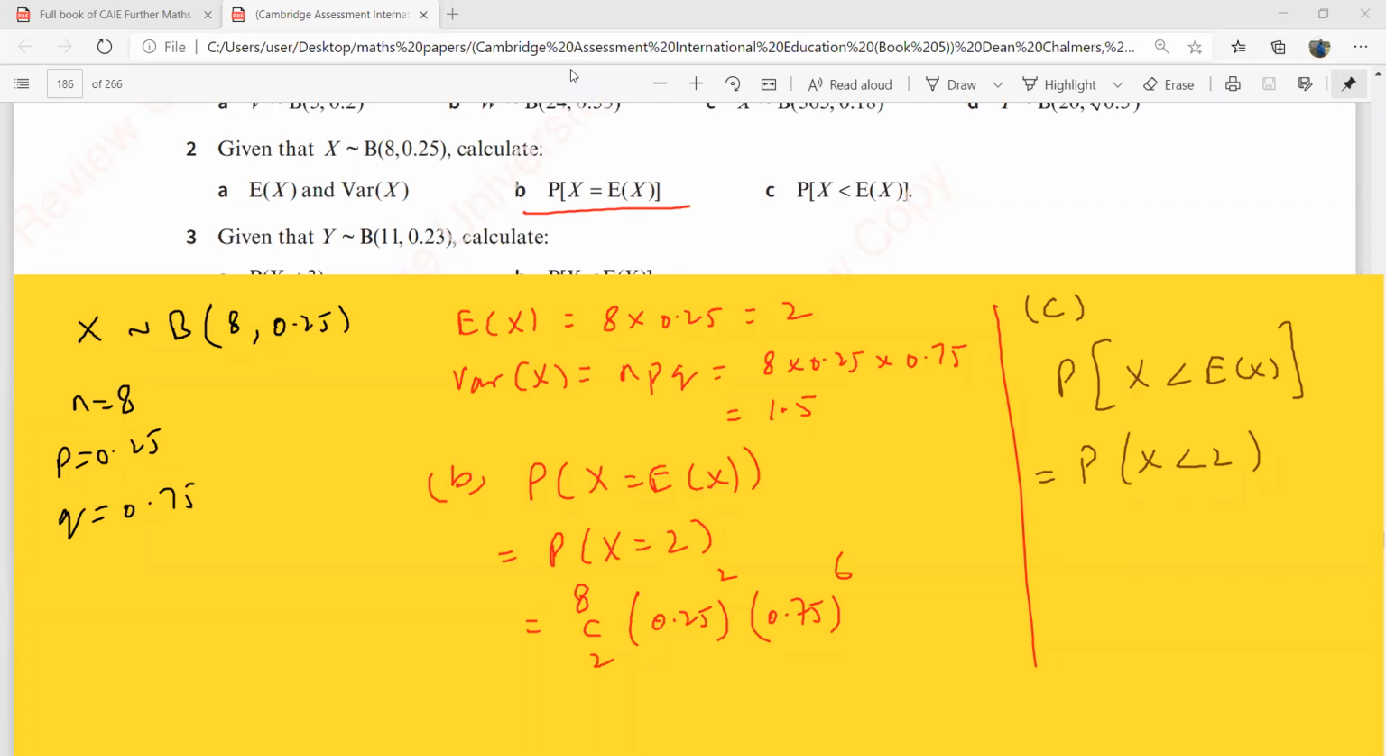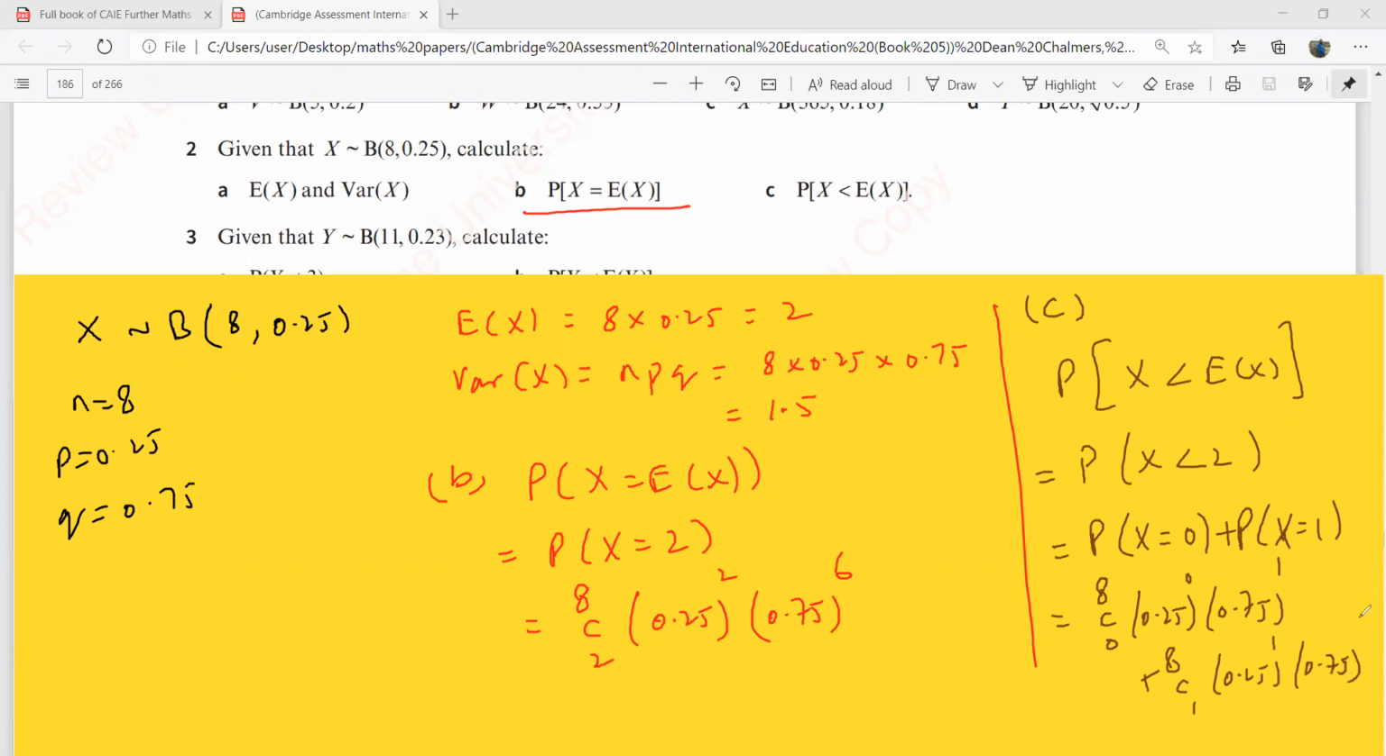So then you will simply say, okay, this would mean that you have to find probability x equal to 0 plus the probability x equal to 1. Okay? And then you do it like this: 8c0, this is 0.25 raised to power 0 and 0.75 raised to power 8, plus 8c1, this is 0.25 raised to power 1 and 0.75 raised to power 7. Okay? And then you will use your calculator. You can take the screenshot quickly and then I can move on to the next part of this exercise.